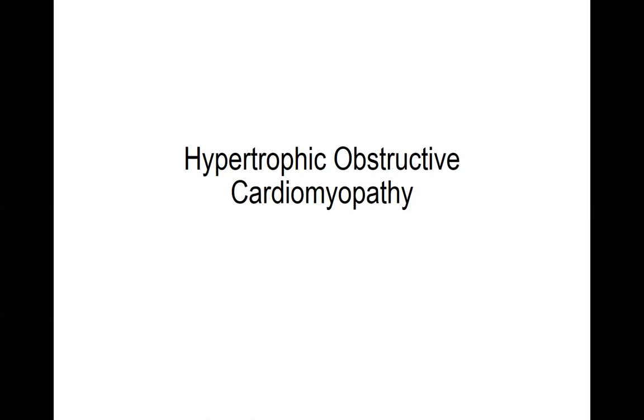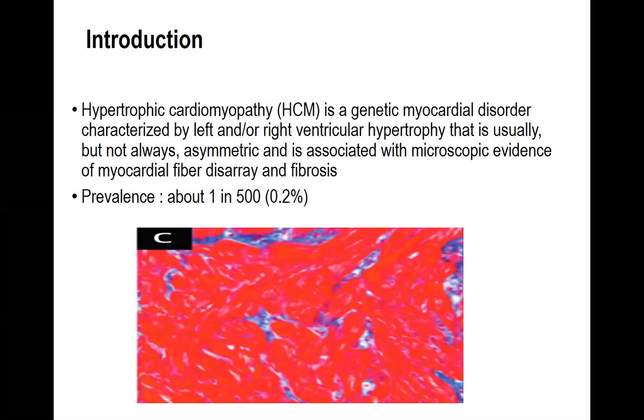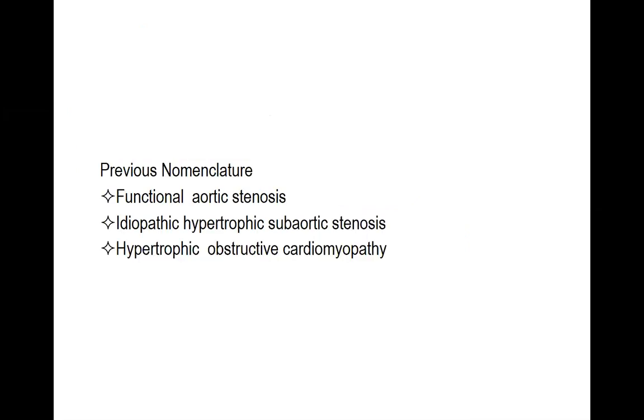Hypertrophic obstructive cardiomyopathy. We're changing gears from cardiac tumors to hypertrophic obstructive cardiomyopathy. Hypertrophic cardiomyopathy is a genetic myocardial disorder characterized by left and right ventricular hypertrophy that is usually, but not always, asymmetric and associated with microscopic evidence of fibrosis of the myocardium. It happens in 0.2% of the population. It was previously named functional aortic stenosis, idiopathic hypertrophic subaortic stenosis, or hypertrophic obstructive cardiomyopathy, or HOCM.